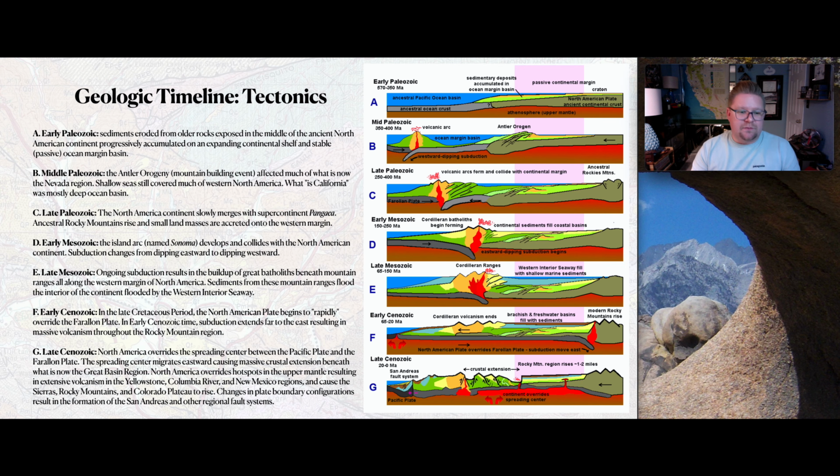The spreading center migrates eastward, causing massive crustal extension beneath what is now known as the Great Basin region. North America overrides hot spots in the upper mantle, resulting in extensive volcanism in Yellowstone, the Columbia River, and New Mexico regions, and caused the Sierra, Rocky Mountain, and Colorado plateaus all to rise, essentially. Changes in plate boundary configurations result in the formation of the new San Andreas Fault and other regional fault systems.